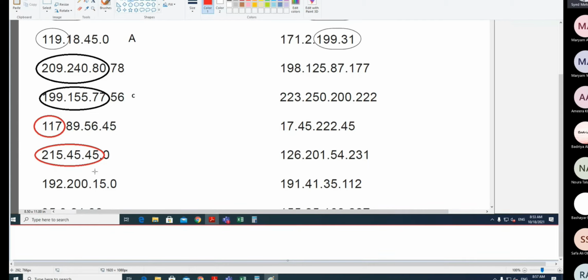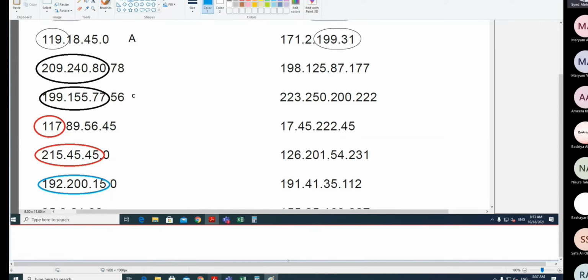Now this one, the last one, I just want to tell you. Is this class A, B or C? This is C, 192, class C. So what is the network portion? 24 bit. So it means up to this point, yes?